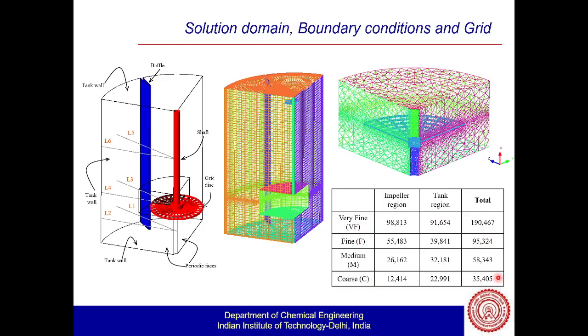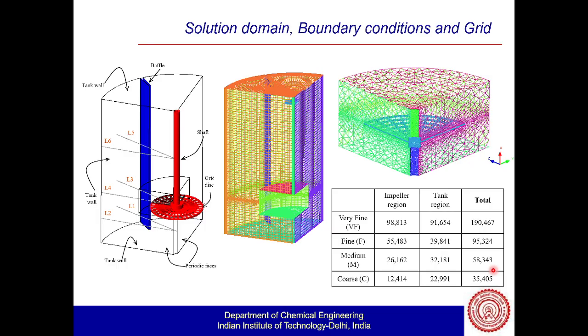So here you can see the cell count. Basically, if I see that my fine grid is giving me more or less the same result as that of the very fine grid, I will not go to the results of the very fine one. I will stick with the fine one. One of the reasons is that the number of cells is less. If the number of cells is less, the matrix size decreases, which makes the whole computation less expensive.